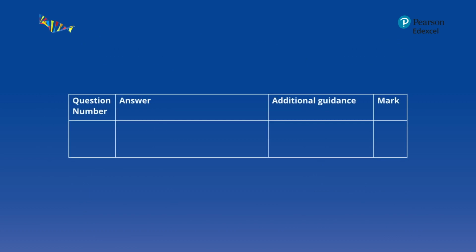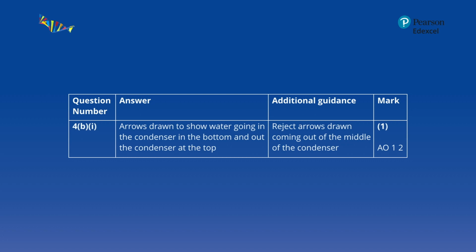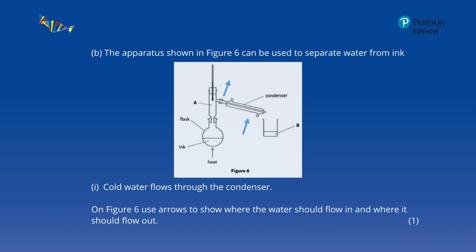Here is the mark scheme for 4B1. The mark scheme does not specify the number of arrows, but it must be clear that the water goes in at the bottom and leaves at the top. This looks like an easy question, but many candidates got it wrong because they had not considered how a condenser is used. Here is an example of a 1 mark answer. The arrows drawn show water going in the condenser at the bottom and out of the condenser at the top, so gains the mark.